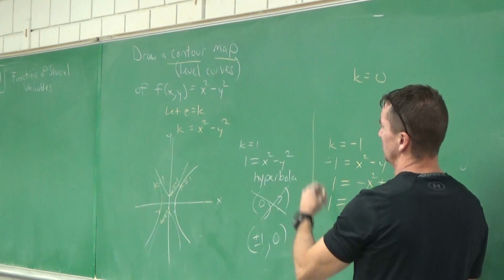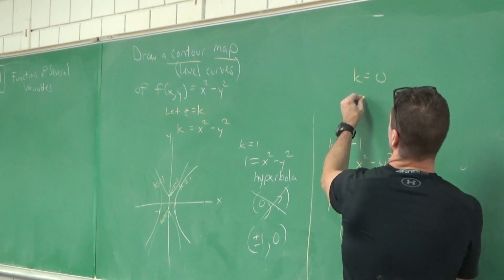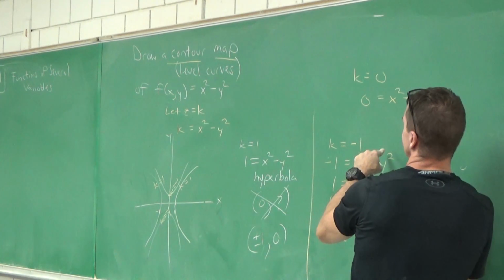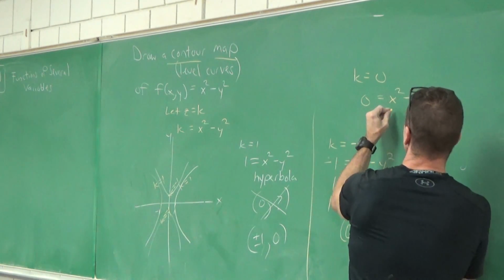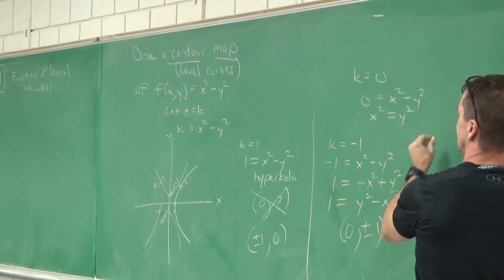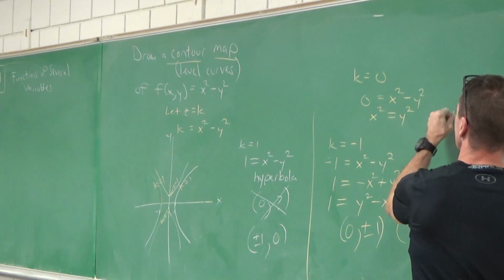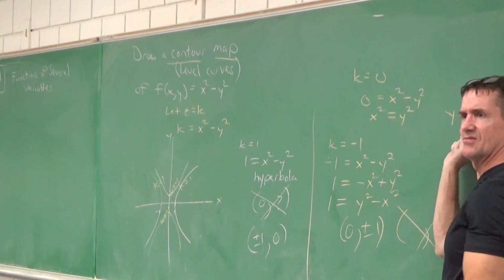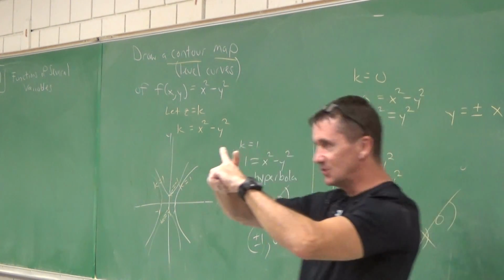Sometimes it's fun. You just go, well, what if k was 0? What do you get? x squared equals y squared. That's not a hyperbola. Take the square root of both sides. x equals y. Yeah, y would equal plus or minus x. What is that? Right. Straight lines. 2 lines. You all agree?